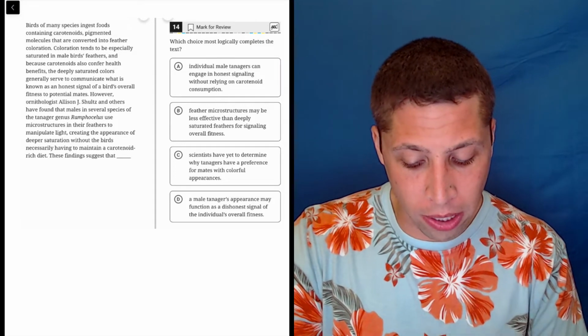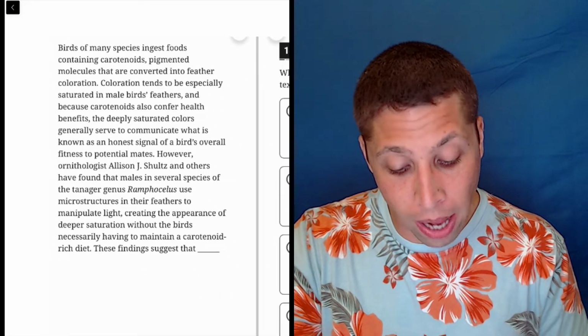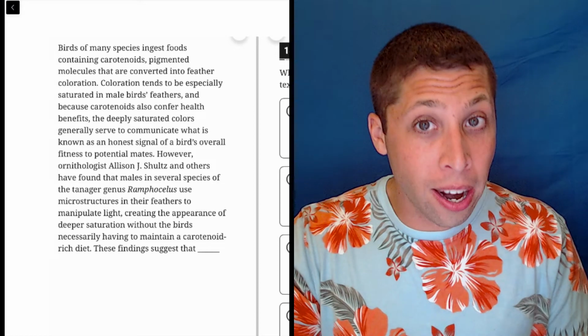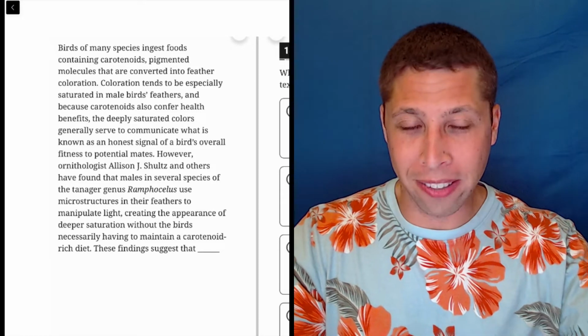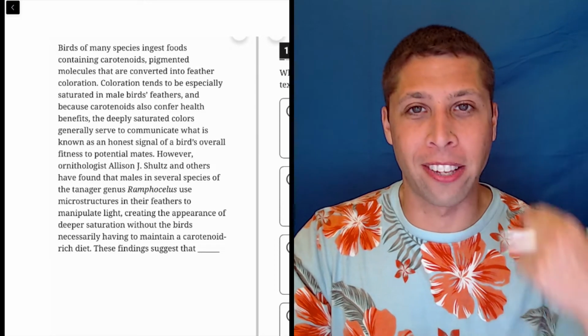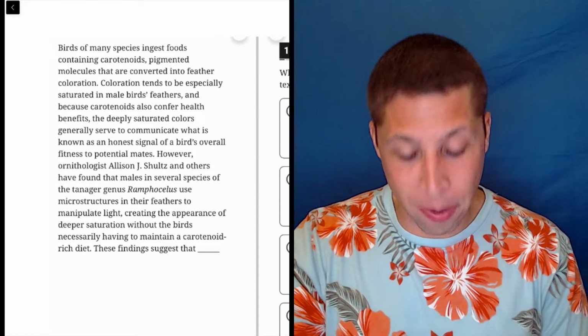I can see that there's already a kind of crazy word at the beginning. Carotenoids? I don't know what those are. I don't care. If they mention them, great. But clearly it's what they say about those things that matters. I don't need to learn or understand science to get these questions right. What is the main point here?